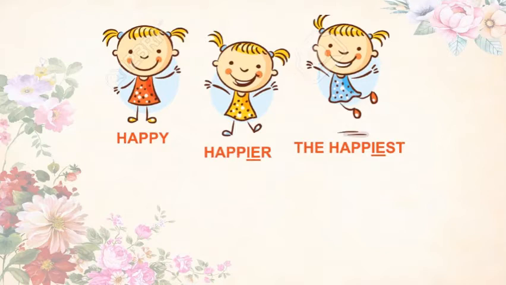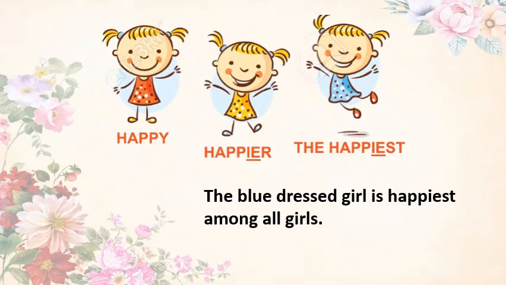Now see this, happy, happier, happiest. The blue dressed girl is happiest among all girls. Here also we have done the comparison among three girls. The red dressed girl is happy. Yellow dressed girl is happier than the red dressed girl. And now blue dressed girl, she is flying. She is jumping. Means she is the happiest among all three girls. Got this students? And happiest is the superlative degree.